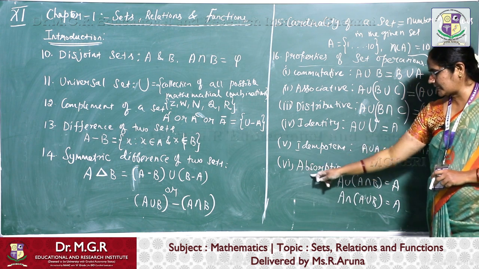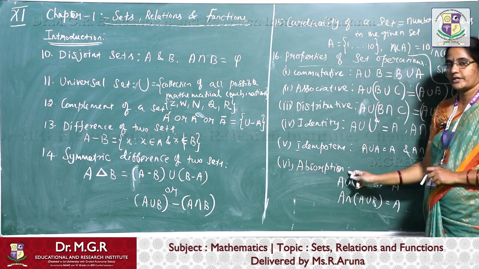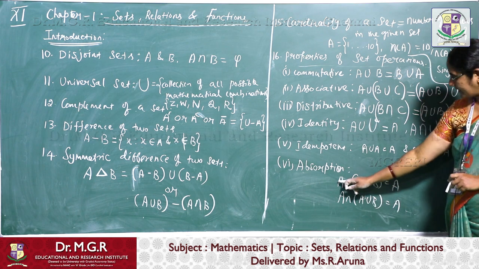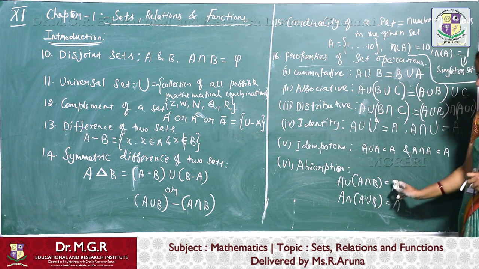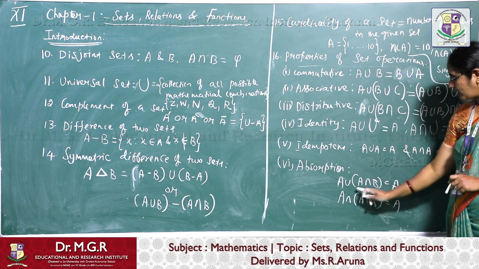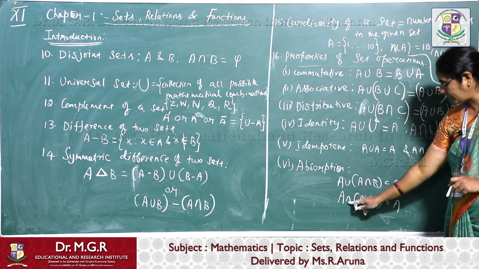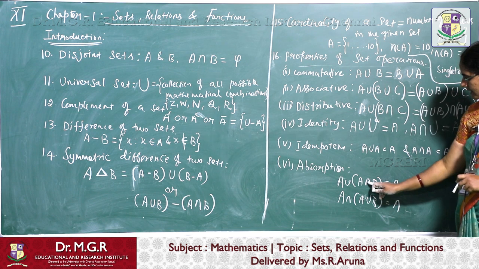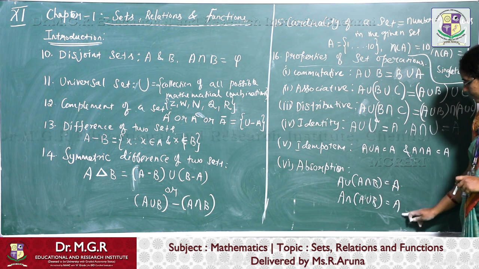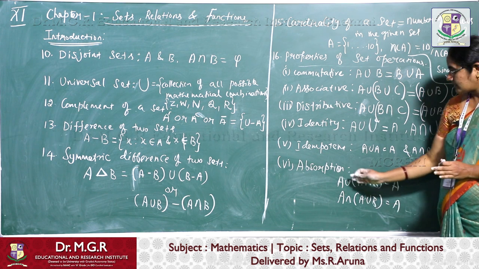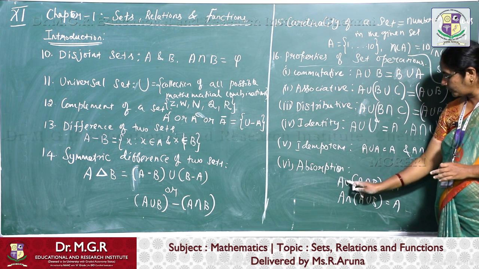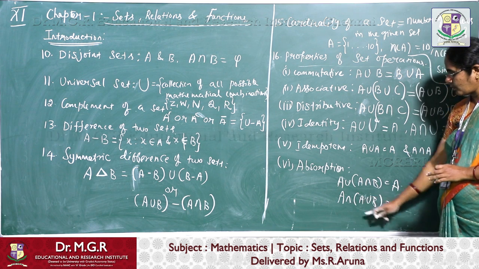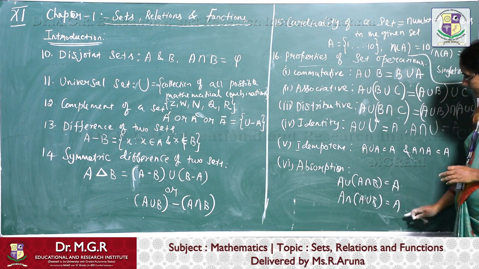Next we have a special property called absorption. Absorption means A union A intersection B is A. Suppose we invert the operations, instead of union, intersection, and instead of intersection, union, the same set will come. So the property is that the set A absorbs both union and intersection throughout. So it is called absorption.